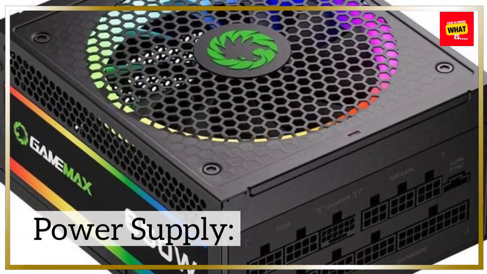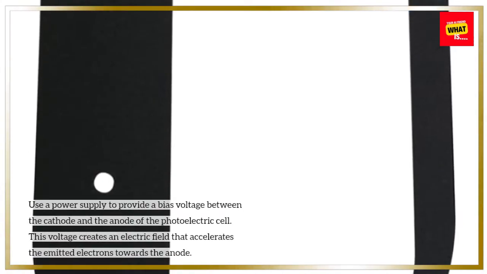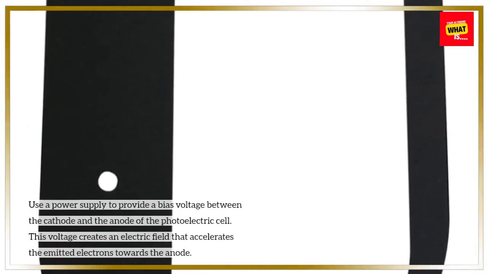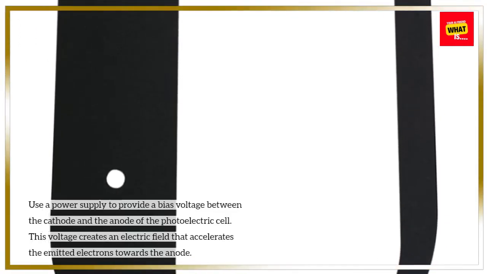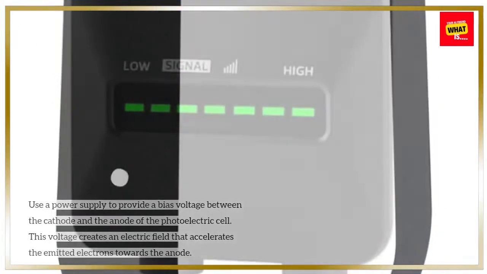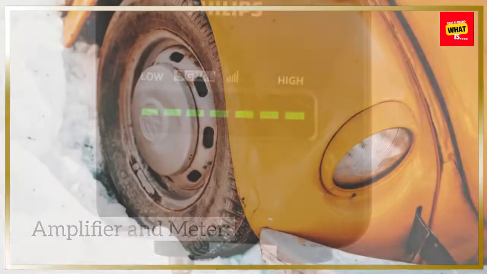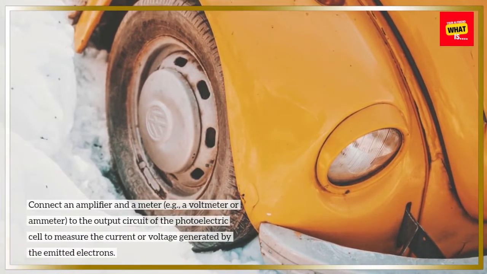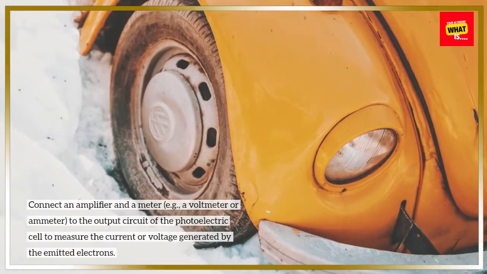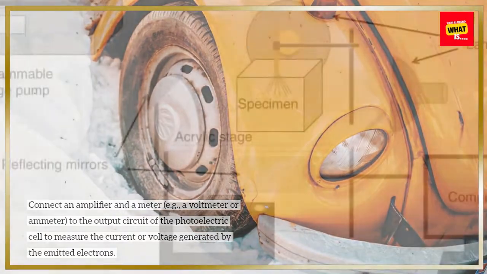Power supply. Use a power supply to provide a bias voltage between the cathode and the anode of the photoelectric cell. This voltage creates an electric field that accelerates the emitted electrons towards the anode. Amplifier and meter. Connect an amplifier and a meter, e.g., a voltmeter or ammeter, to the output circuit of the photoelectric cell to measure the current or voltage generated by the emitted electrons.